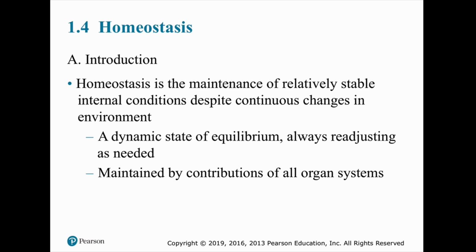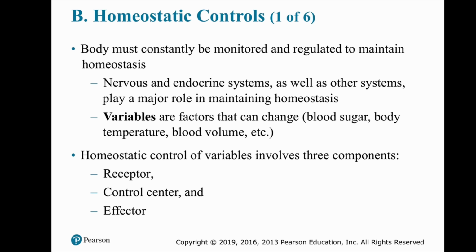Homeostasis is the body's ability to maintain relatively stable internal conditions despite the continuous changes in the environment, and it involves the contributions of all organ systems. The body must constantly be monitored and regulated to maintain homeostasis. Its nervous system and endocrine system play the major role in maintaining the stable internal environment.